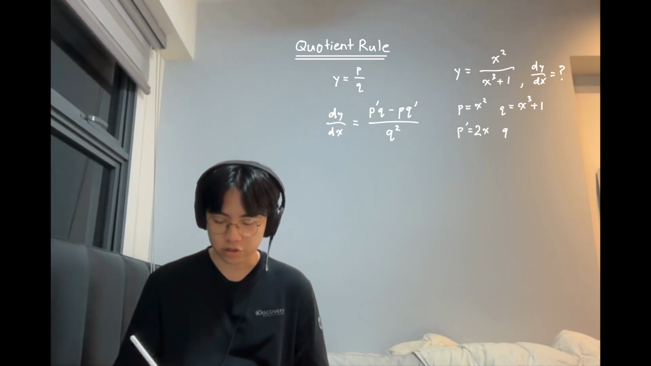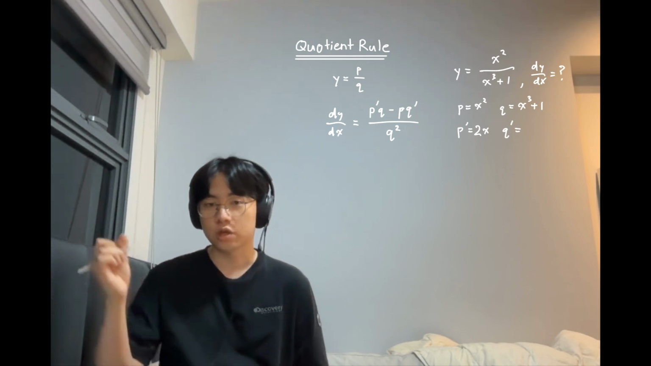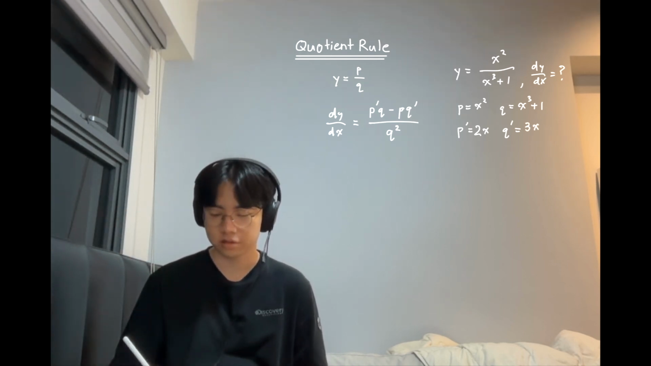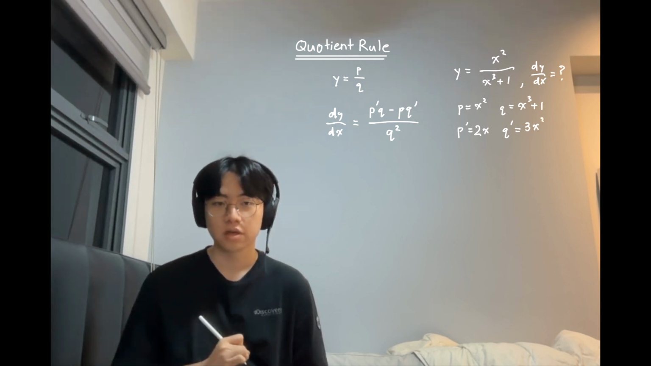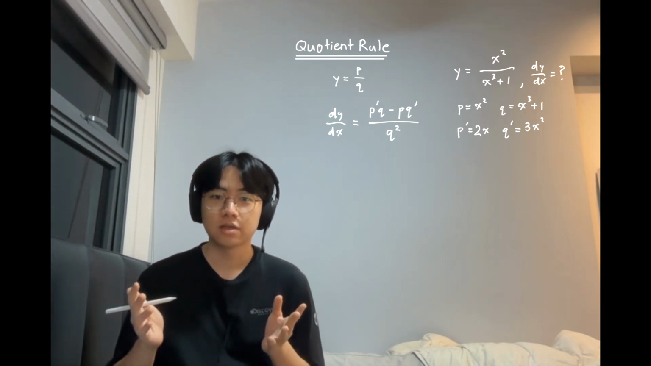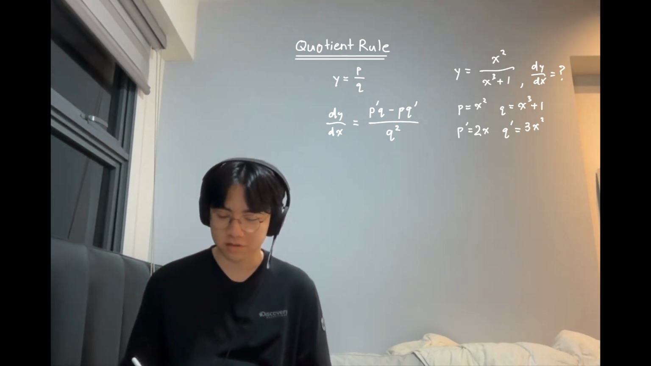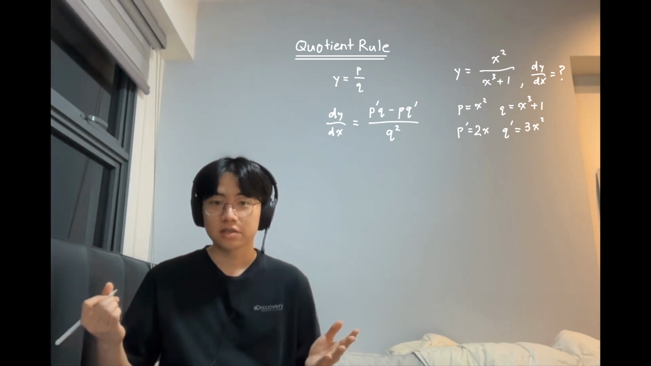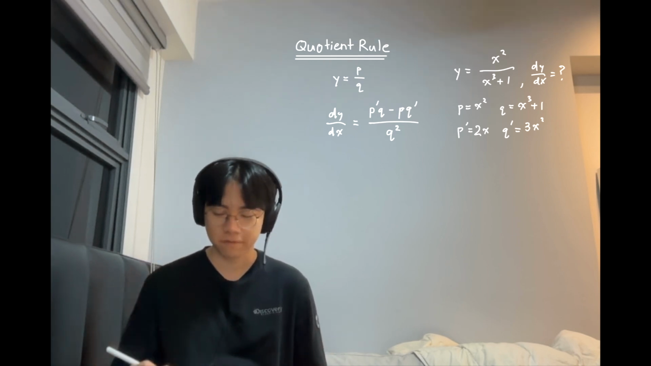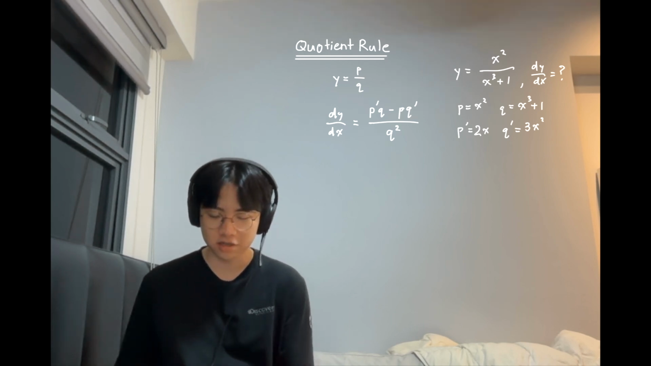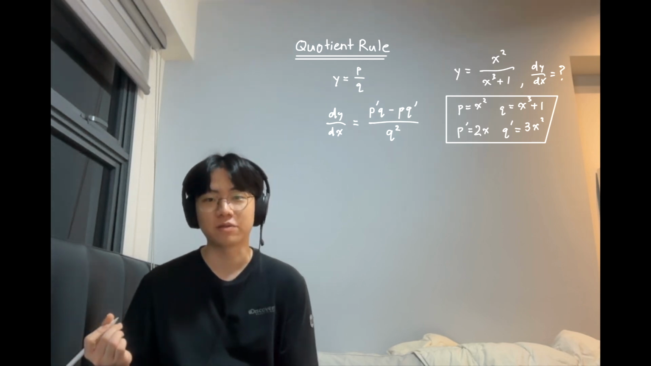We can do the same thing for q prime. You drop the 3 down, and then 3 minus 1, the power is now 2. As for the 1, remember that when we differentiate any constant, it's just 0. So this is essentially the same thing as plus 0, or just 3x squared. Now, derivative time, we want to find dy dx. We know all of this information already, so now it becomes pretty straightforward. It's all about plugging into the formula.